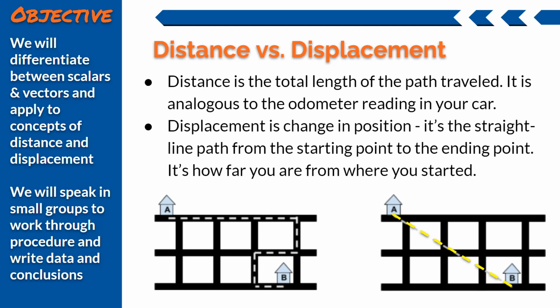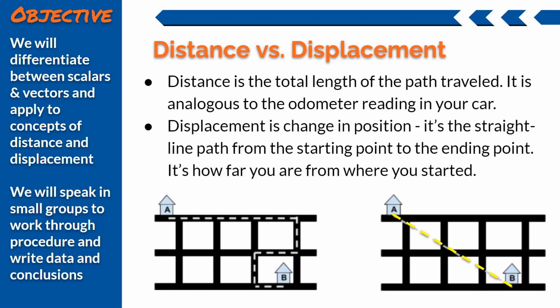Displacement, on the other hand, is change in position. It is the straight line path from the starting point to the ending point. It is how far you are from where you started. Again, in the warm-up, if you told me 0 meters, you gave me a displacement because you were at the same point where you started. There was no straight line path to draw from start to end point because your start and your end point were at the same position.